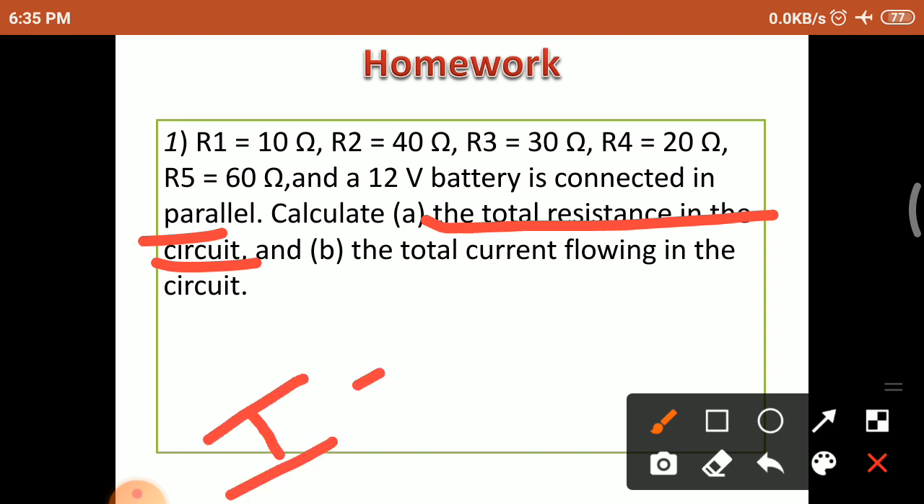Before calculating the I value, you have to calculate I1, I2, I3, I4, I5, because here there are 5 resistors. Then, at the last, you can calculate the total current flowing in the circuit.